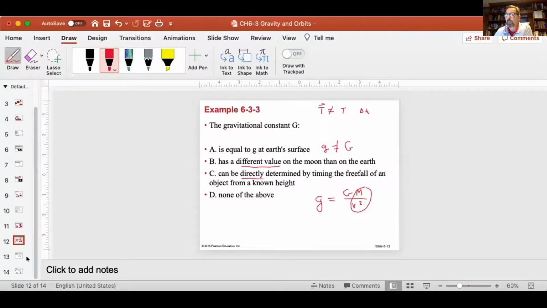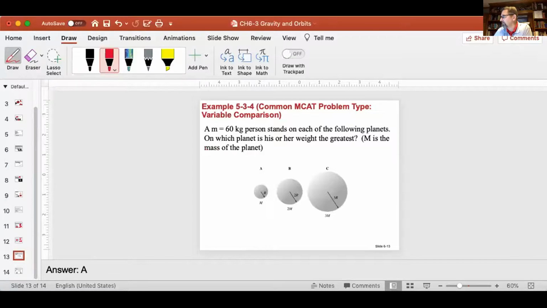All right, one more, and we'll move on here. This one actually comes from the MCATs. And this one, you almost have to do a little bit of math, maybe on a scratch piece of paper wherever you're watching this, or wherever you're participating from. So you've got three different planets or moons or whatever they are, and a 60-kilogram person. At which place is his or her weight the greatest? And M is, of course, the mass of the planet. And you can see the planet masses are getting bigger, but so are the radii.